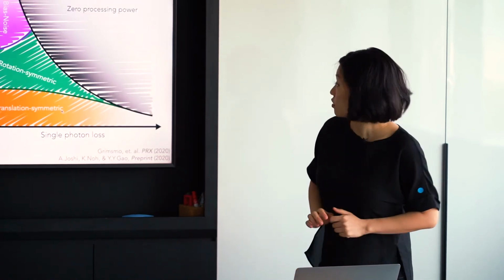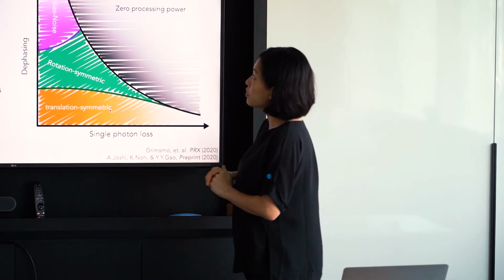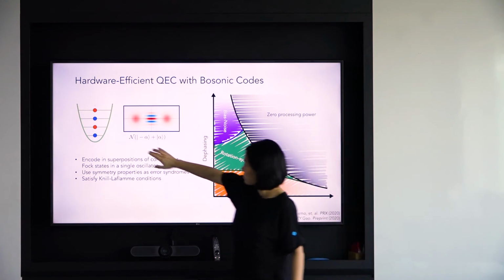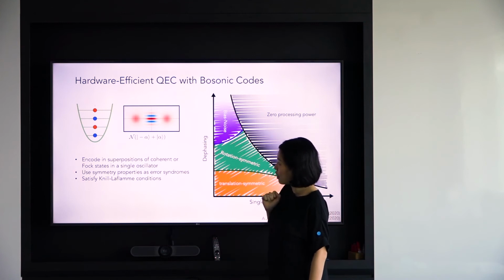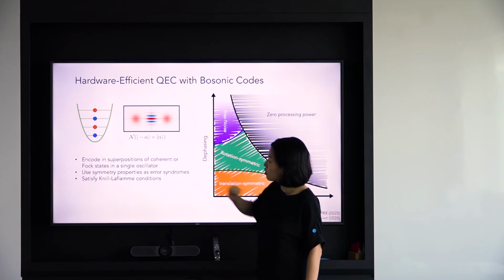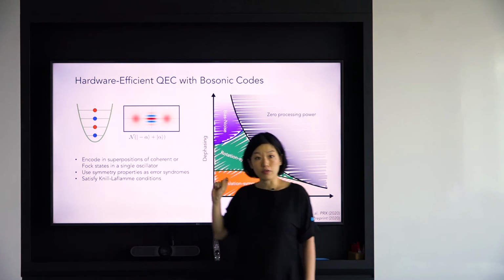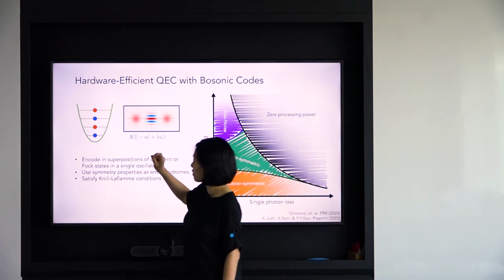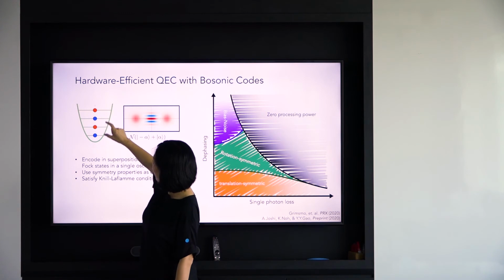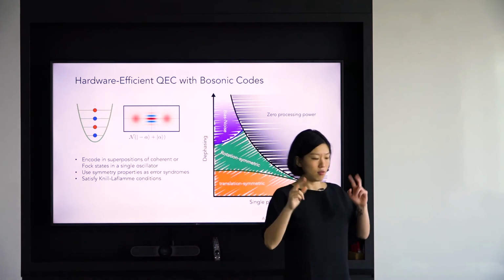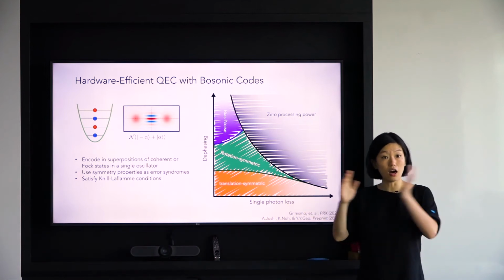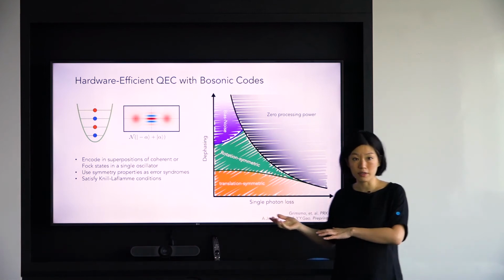I will just briefly show some general overview. Using this kind of system, which is a single mode but with many different levels, like cavities, we can use different symmetry properties to encode the information. This is a very simple example where all the even transitions are one logical state, and all the odd ones could represent another.